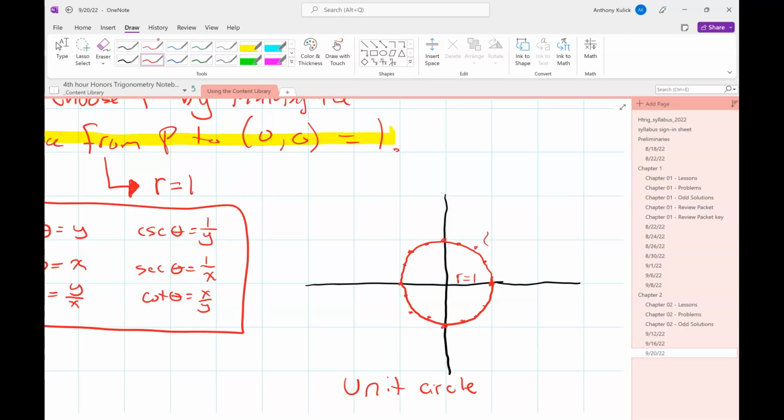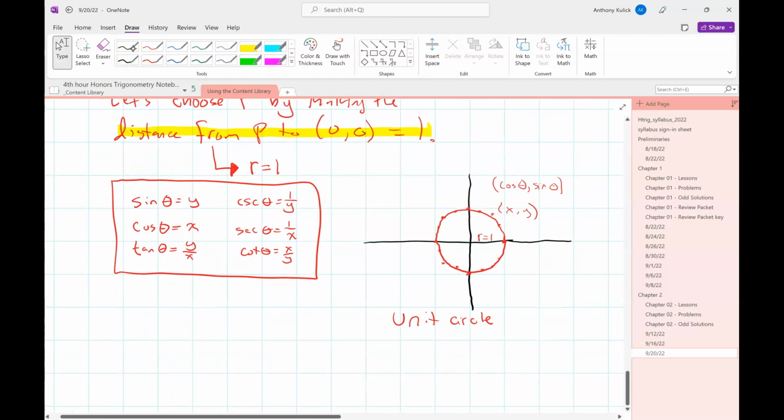Notice that the points on this circle, these (x, y)'s, well, what is x again? It's cosine theta. And y was sine theta. So how are sine, cosine, and tangent now defined?